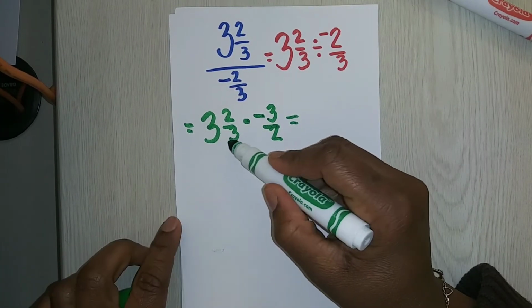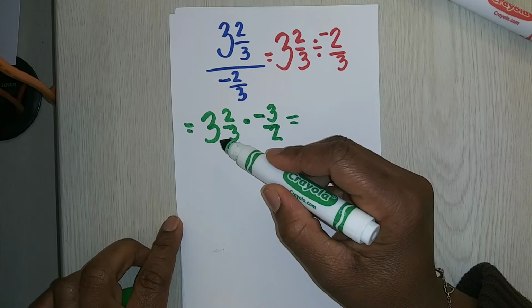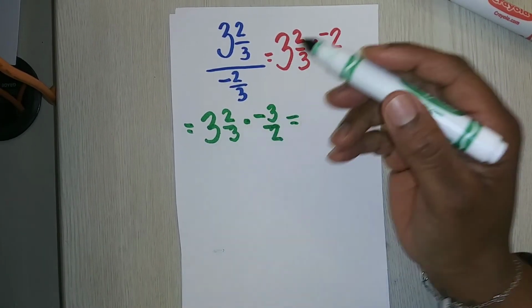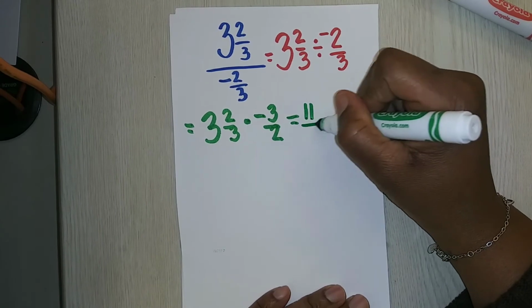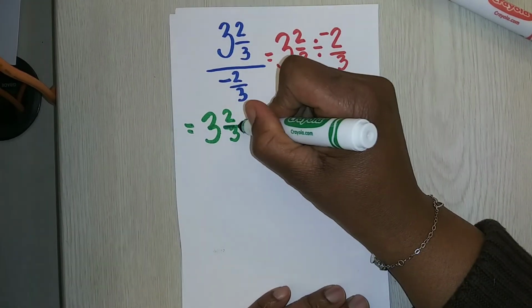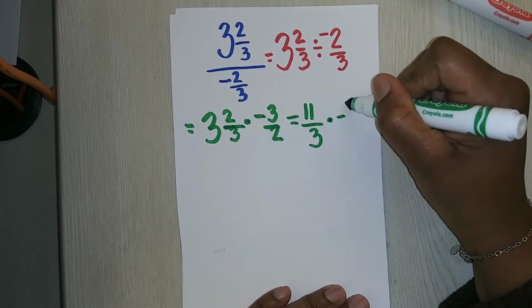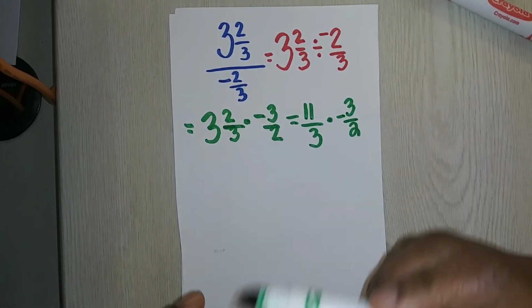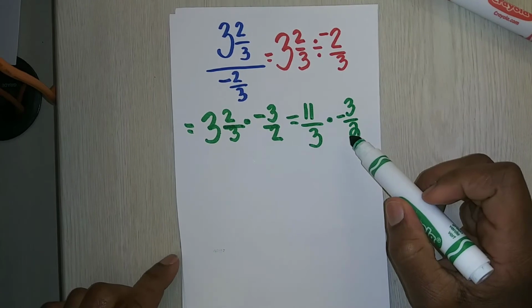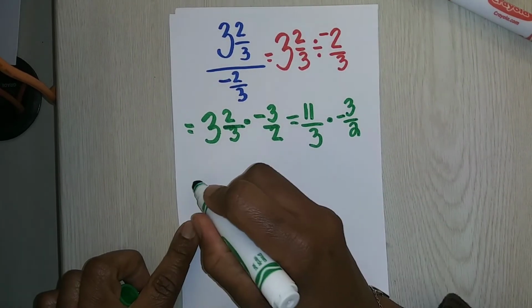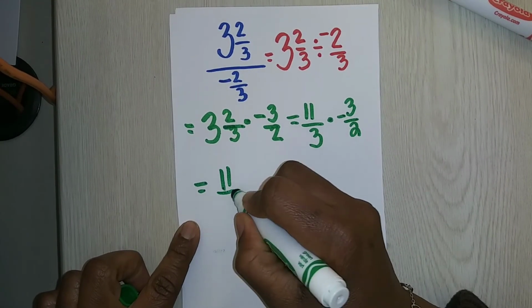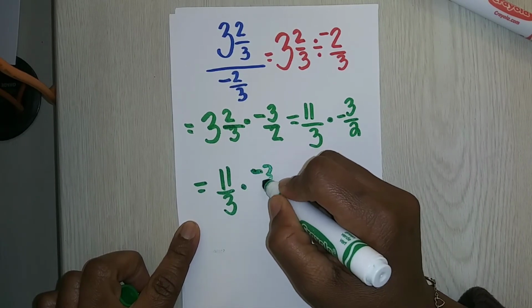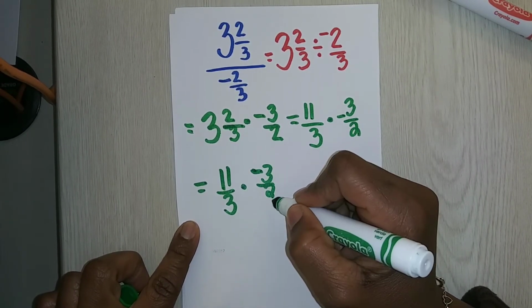So now I want to convert this mixed number to a fraction greater than 1. 3 times 3 is 9, plus 2 is 11, denominator thirds, times negative 3/2. So now I have a positive and a negative fraction. When I multiply those, the product should be negative. Let's continue. Let me rewrite 11/3 times negative 3/2.